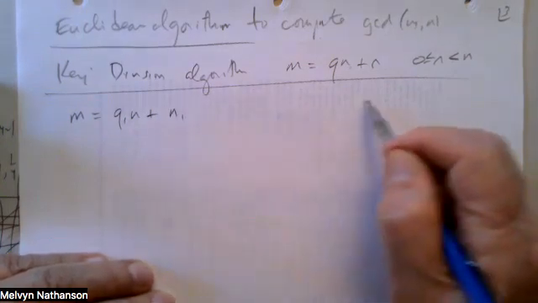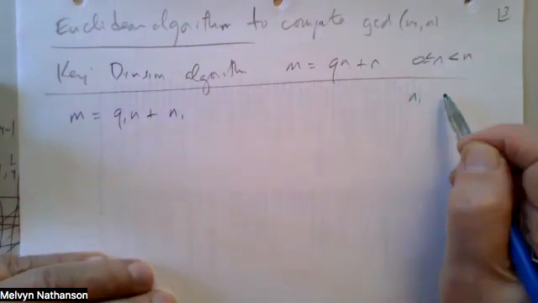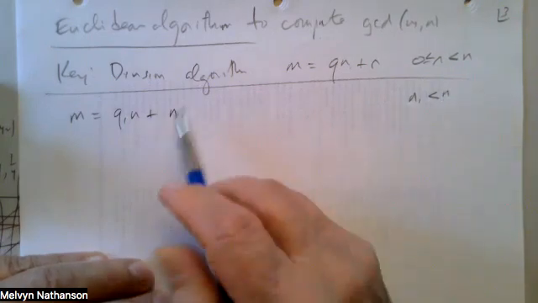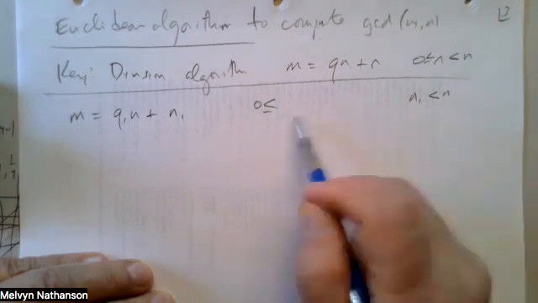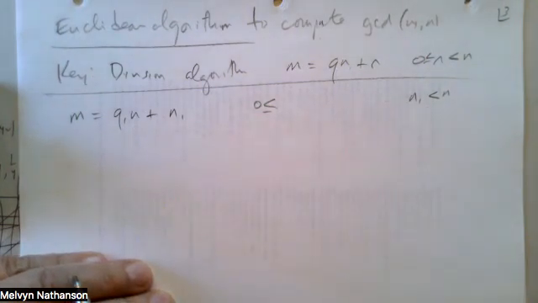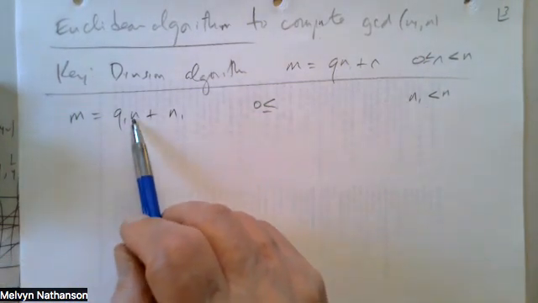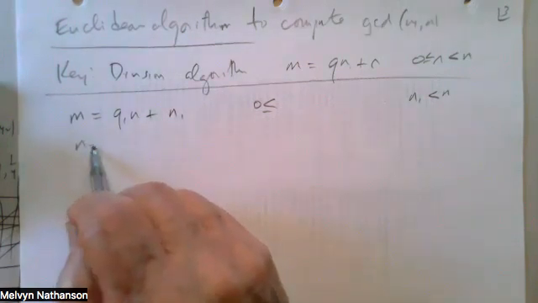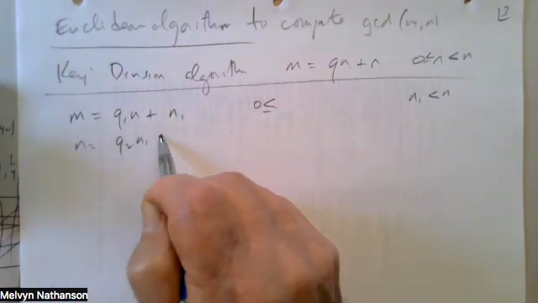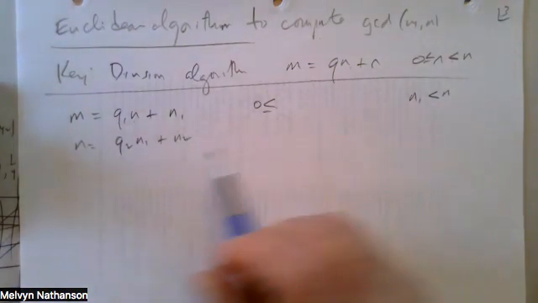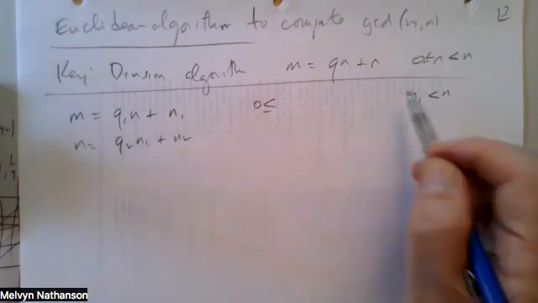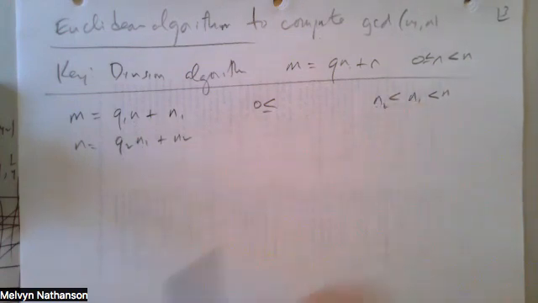So take M, divide it by N, you get a quotient Q1 and a remainder I'll call N1. So N1 is strictly less than N, because it's the remainder when you divide by N, and greater than or equal to 0. Then I take N and I divide by the remainder. I get N is Q2 N1 plus the remainder I'll call N2. And N2 is strictly less than what you're dividing by. So N2 is less than N1, but it's still greater than or equal to 0.